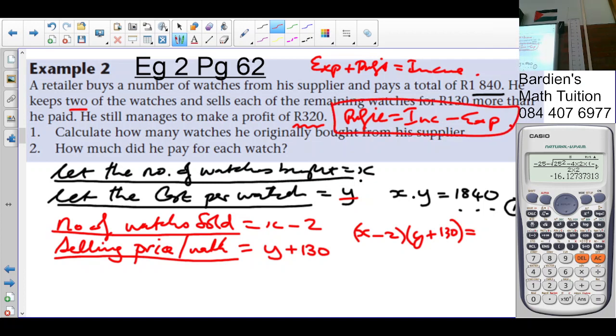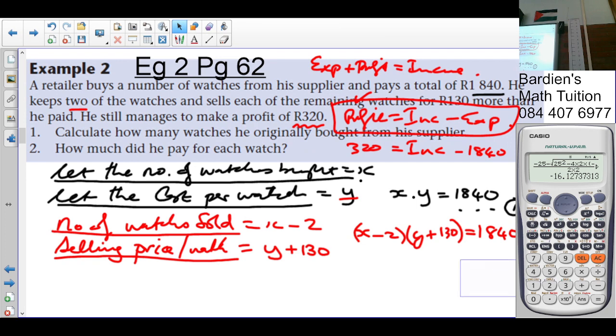But we got given the profit. The profit is 320 Rand. What's my income? We don't know. That's what you want to calculate. Your expenses? 1,840 Rand. Did you see that, people? So your income is 1,840 Rand plus 320 Rand.